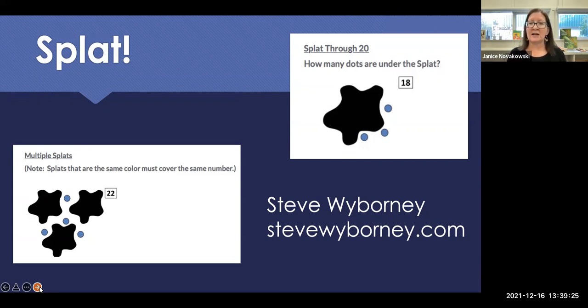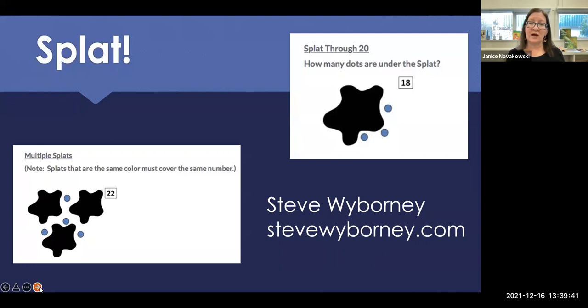On the top right-hand side, you can see an example of a single splat. In the box, that number 18 is the total quantity of dots. We can see that there are 3 blue dots outside of the splat. So students need to think about, well, how can I figure out how many are under the splat?